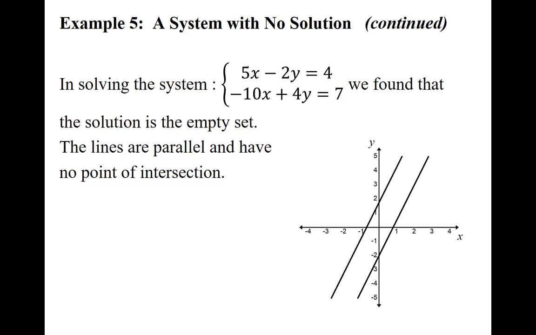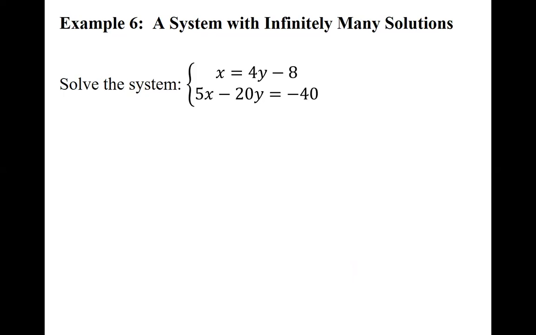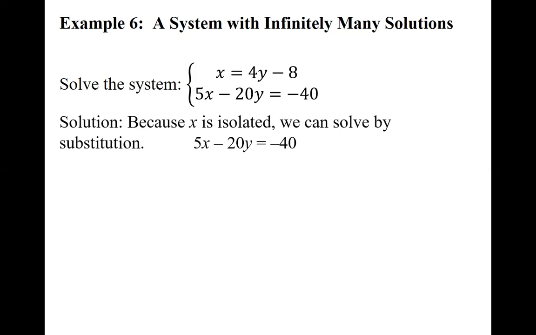So what do you suppose we're going to do an example of now? Once again, spoilers at the top of the screen. We want to solve x equals 4y minus 8 and 5x minus 20y equals negative 40. That system of equations. Well, x is already by itself. It says x equals. This is basically screaming, use substitution. So let's do that. If x equals 4y minus 8, then we plug 4y minus 8 in for x in the other equation.